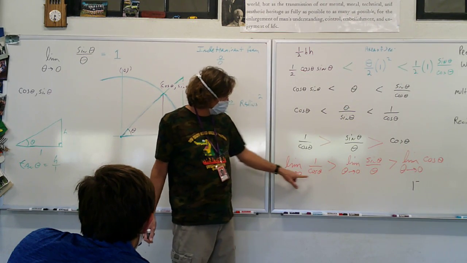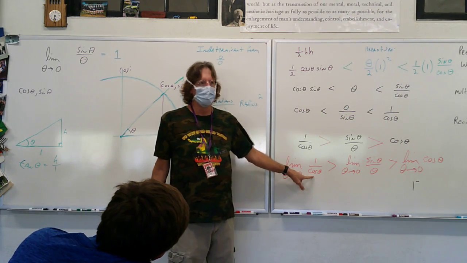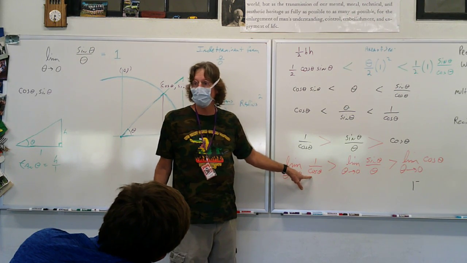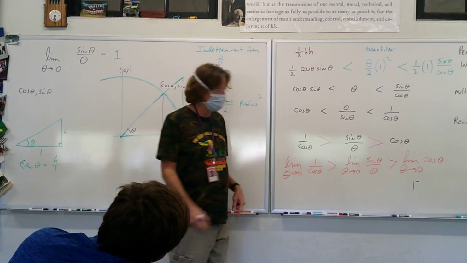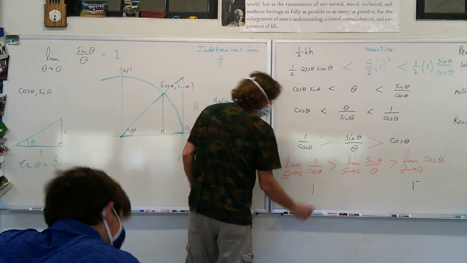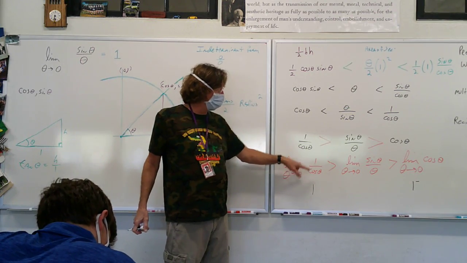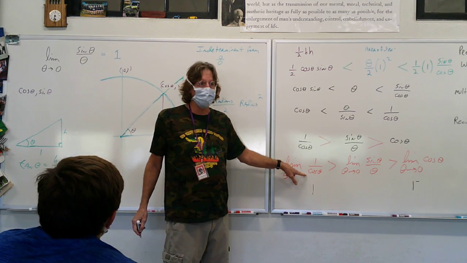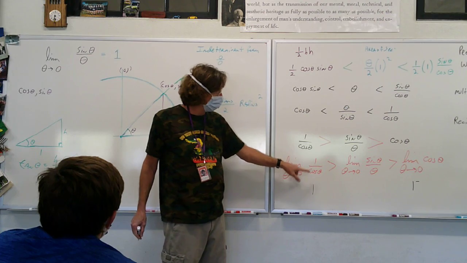Okay, what's the cosine of 0 here? 1. And you get 1 over 1, which means this one gets closer to 1 also. But when x gets closer to 1, 1 over 0.999 is going to be what? A little bit bigger than 1.